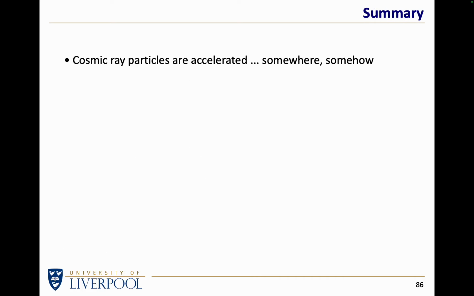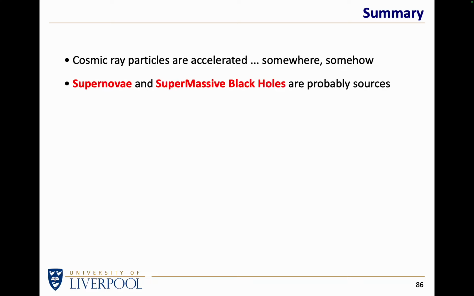So let me summarize, because I've talked for long enough, way long enough already. Cosmic ray particles are accelerated somewhere, somehow. We don't really know where, and we don't really know how. It is thought that supernovae and the jets from supermassive black holes are involved. They're probably sources, but we haven't got proof of that yet.